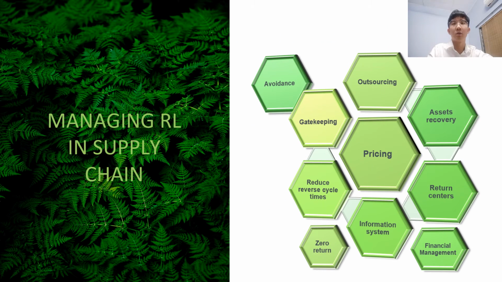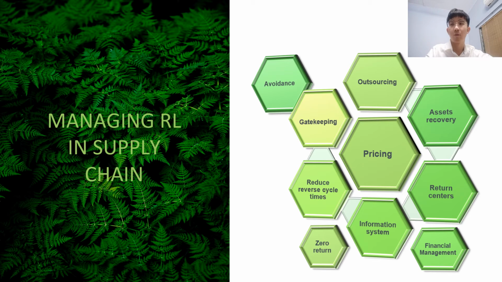Next, managing reverse logistics in the supply chain. So we should consider 10 aspects while managing reverse logistics in the supply chain. These 10 aspects are very important. Firstly, the avoidance. We should produce high quality products or develop processes to minimize or eliminate returns. Next, the gatekeeping, which is checking or screening at the entry point to eliminate unnecessary returns.